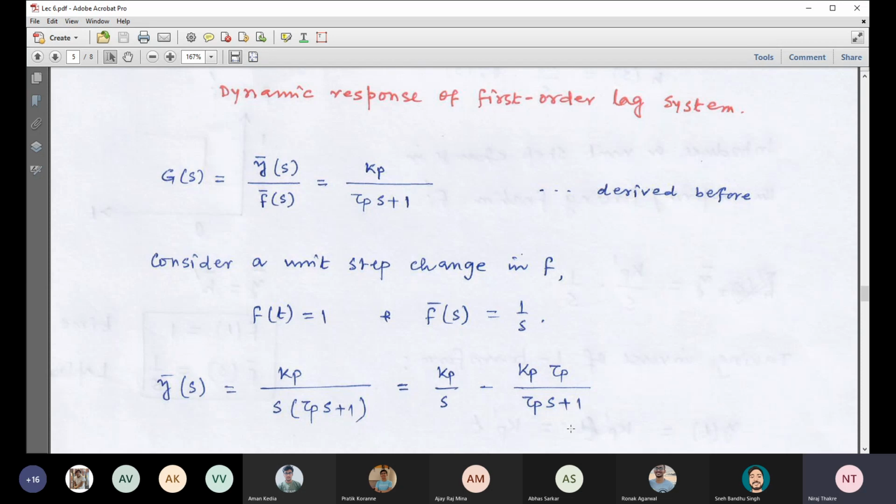If we substitute if within bracket s equal to 1 by s in this transfer function model, we get this. Now see, our target is to find the if in time domain. So that's why we are going with partial fraction arrangement.